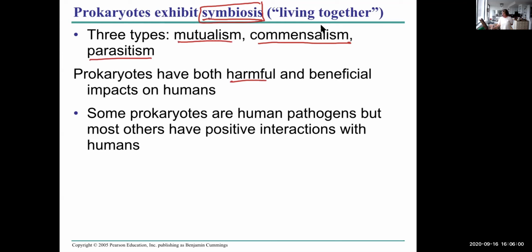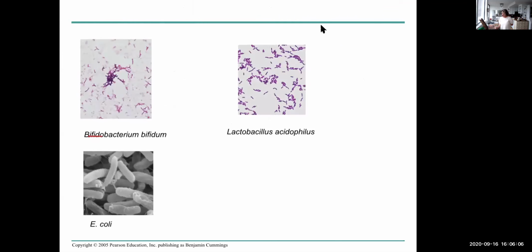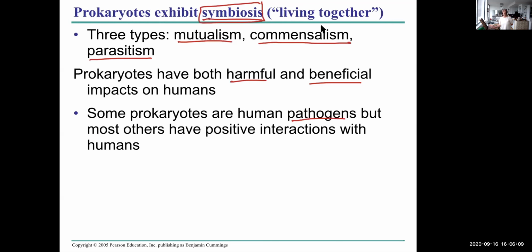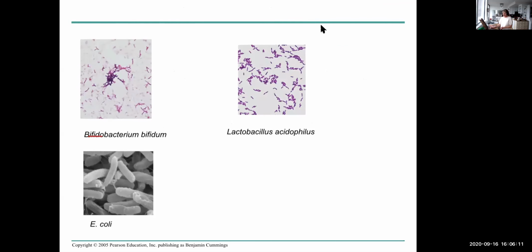So prokaryotes have both harmful and beneficial impacts on humans. Some are pathogens, but most others have positive interactions with humans. Some of these are Bifidobacterium bifidum, Lactobacillus acidophilus, and E. coli. Those you will find in the body of humans, lactating females, for example. And they help to protect infants from invading bacteria. And E. coli in the digestive tract, in the large intestine, make some vitamins that we require.